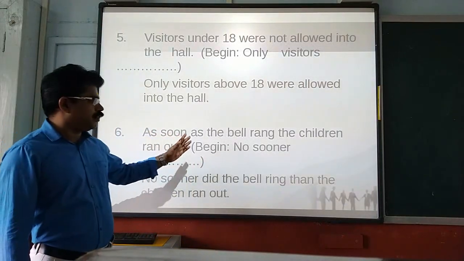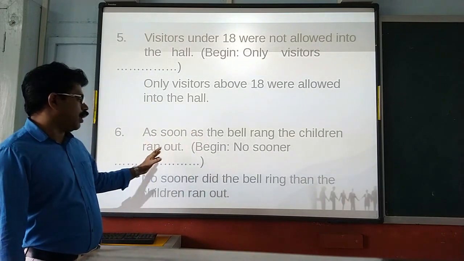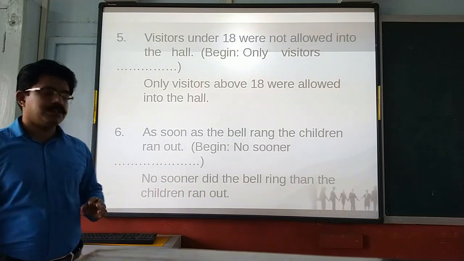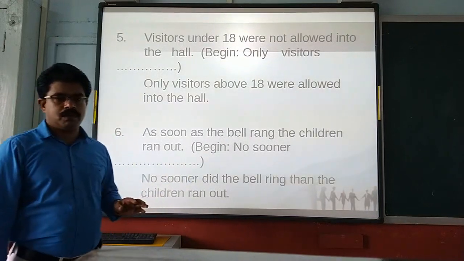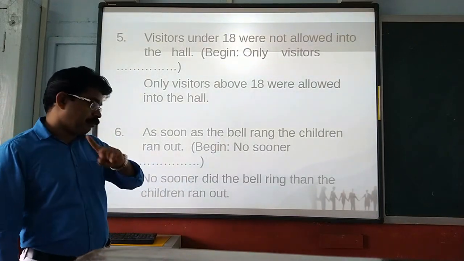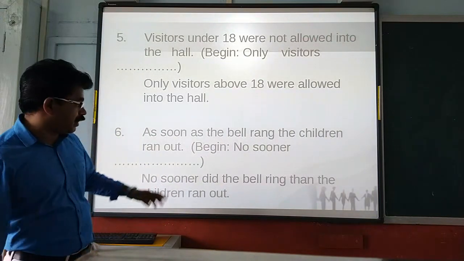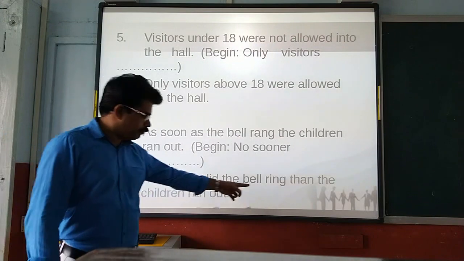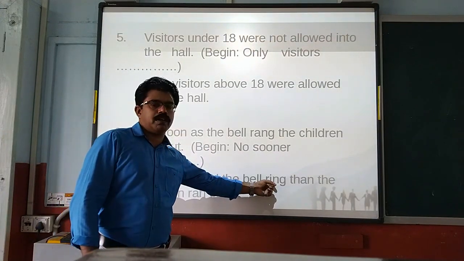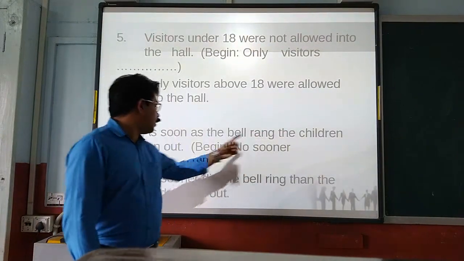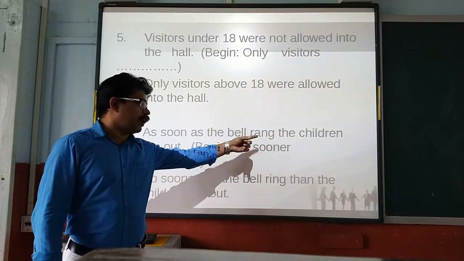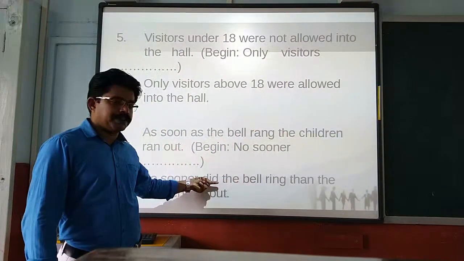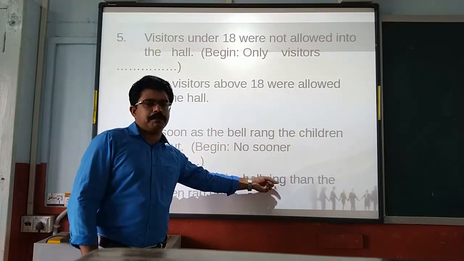So, "As soon as the bell rang, the children ran out." "No sooner did the bell ring than the children ran out." Hope it is clear. Again I am repeating what I stressed in the last class: after the word "did," this should be the present form, "ring," not "rang." Here the sentence is already made past tense by the word "did," and therefore this should be the present tense.